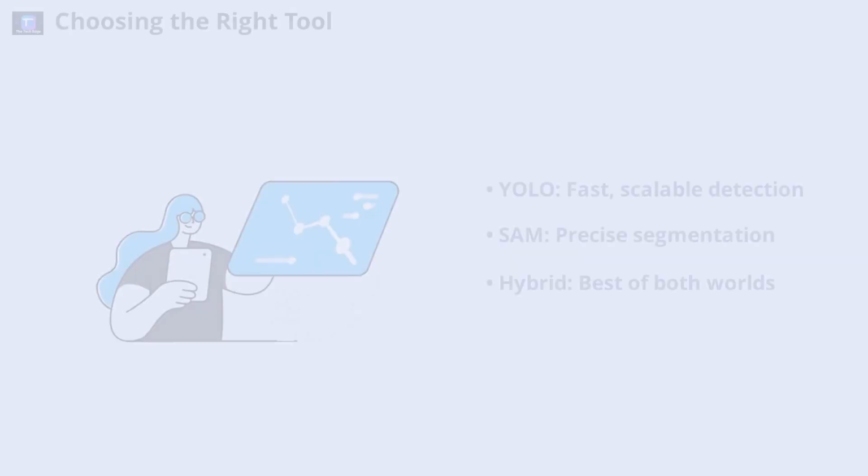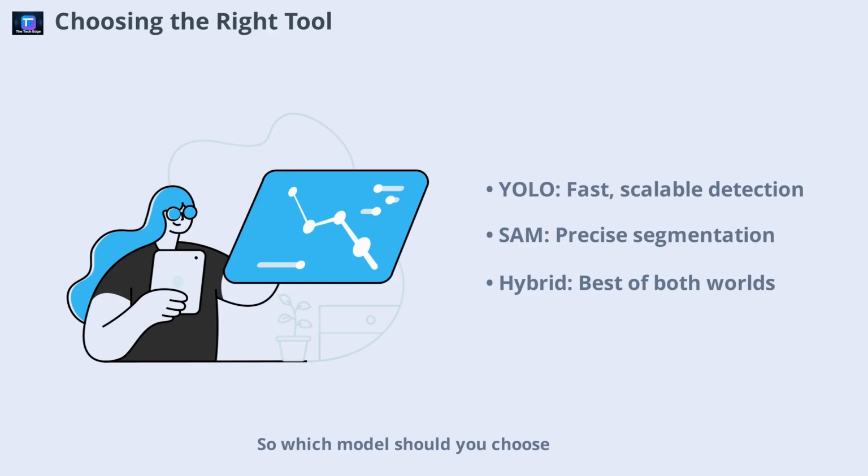So, which model should you choose? If your project is detection-heavy and needs to process millions of tiles quickly, YOLO is the clear winner. For tasks demanding high-quality segmentation and detailed boundaries, SAM is unmatched. But for the most comprehensive results, combining both models in a hybrid workflow is the ultimate solution. Assess your project's needs and leverage the strengths of each model for optimal geospatial intelligence.